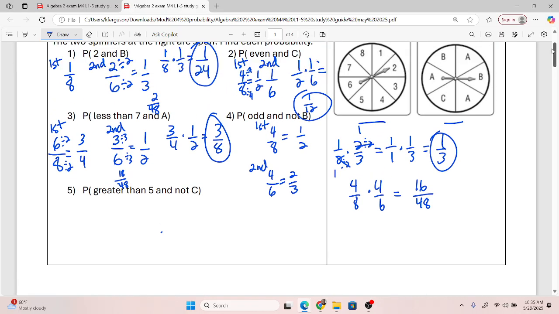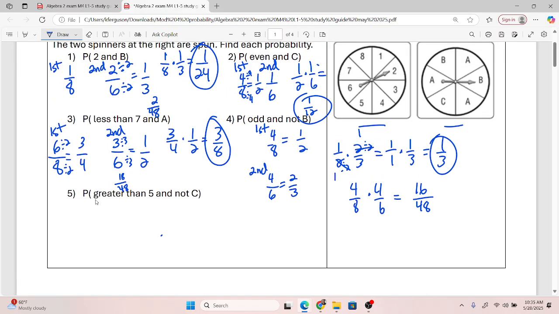And then finally, I've got the probability of getting something greater than 5 and then not getting C. So if I look here, and I'm talking about greater than 5, greater than 5 is 6, 7, and 8. So my first event is there's 3 possibilities out of 8, and that can be reduced. And then I got my second event. Second event is not C. Well, not C means I'm looking at all of those possibilities. Well, that's 5 out of 6 possibilities.